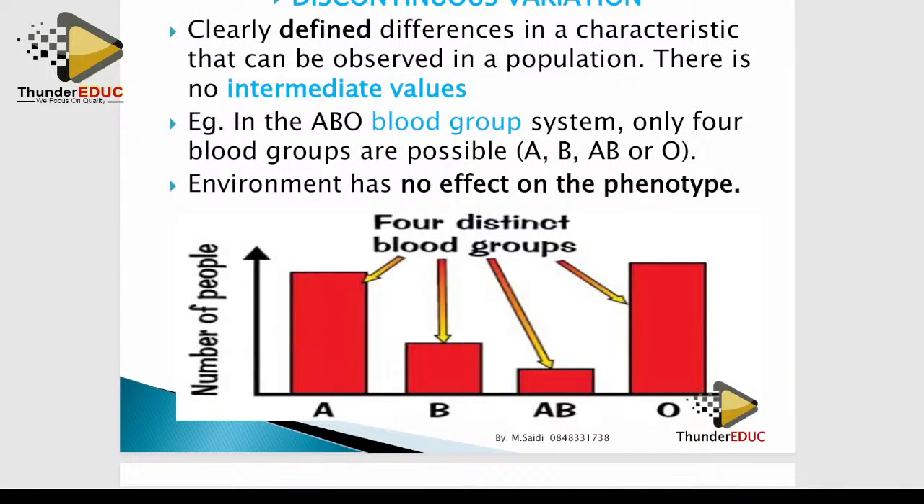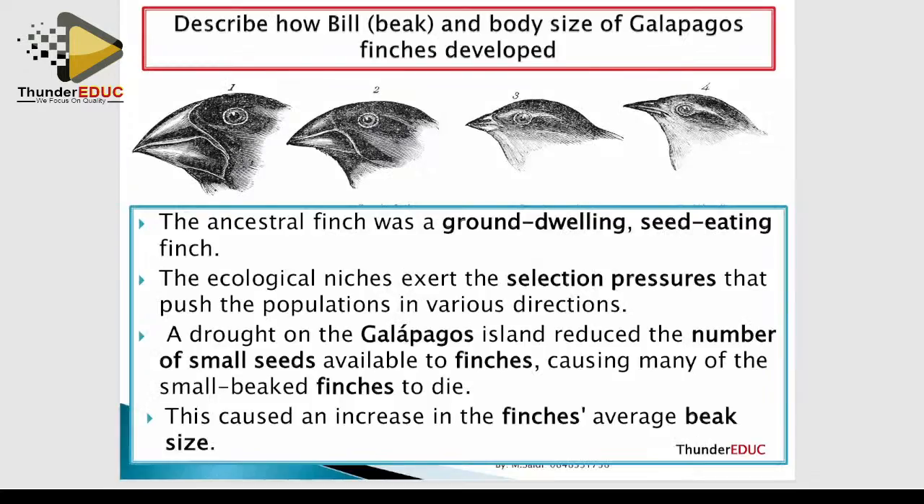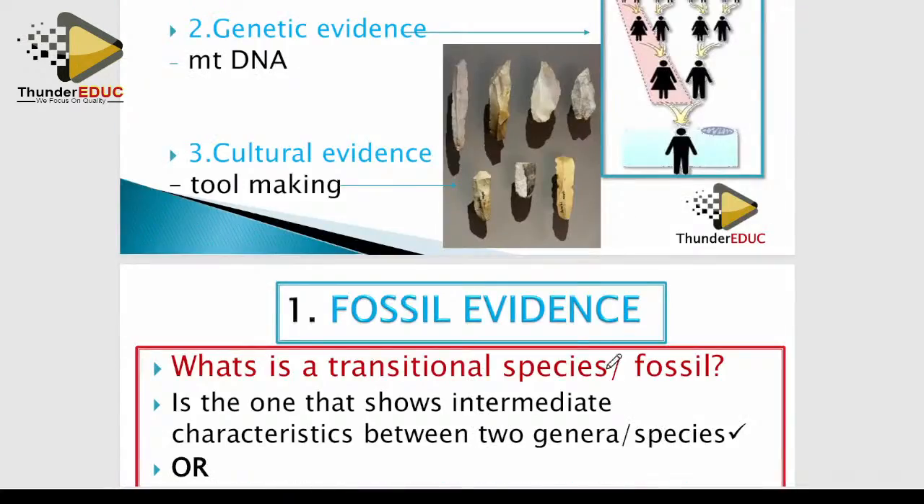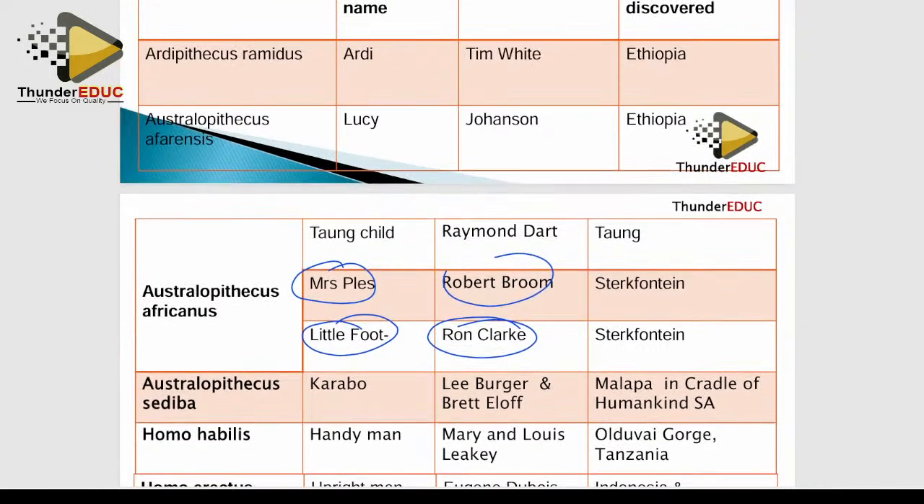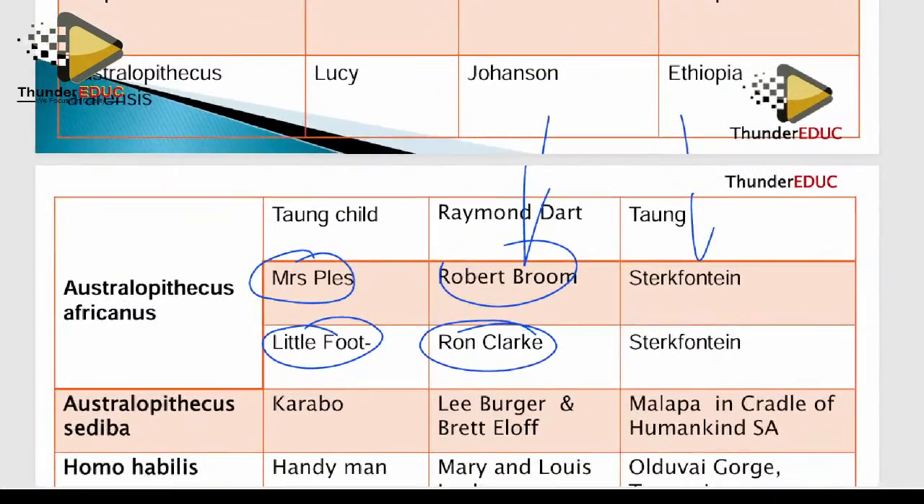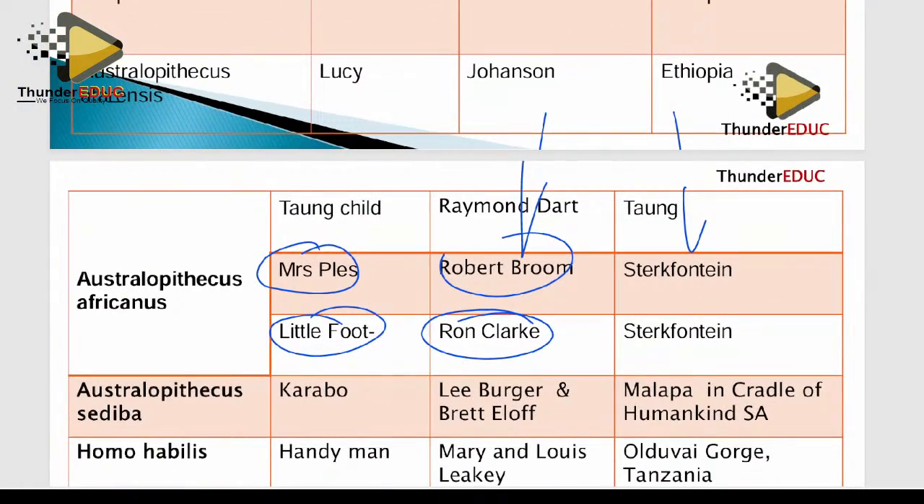So I had summarized this in your distinction material book. Yes, I summarized it here. Littlefoot, Ron Clarke, Mrs. Ples, Robert Broom, they just brought it the way it is here from the distinction material book. If they don't ask you this, they ask you this. You just need to memorize this small table, done. However, many other books are having a lot of issues.